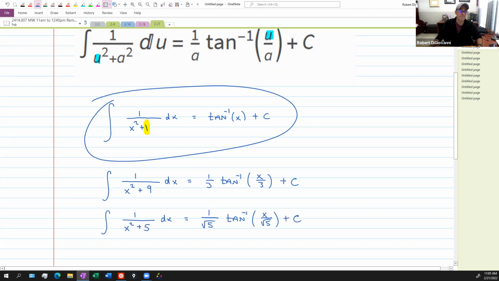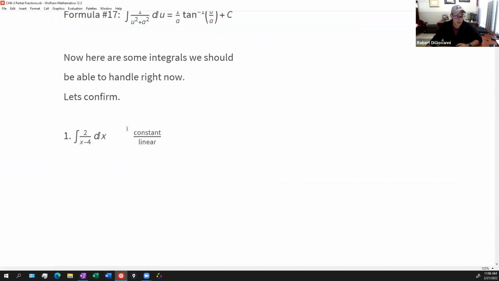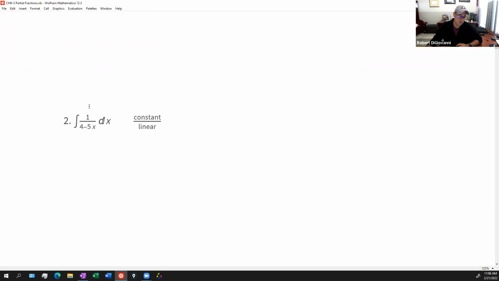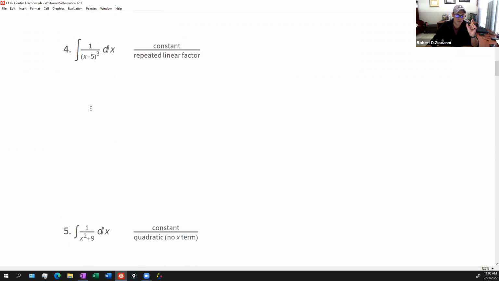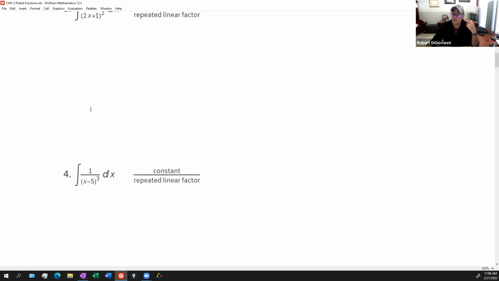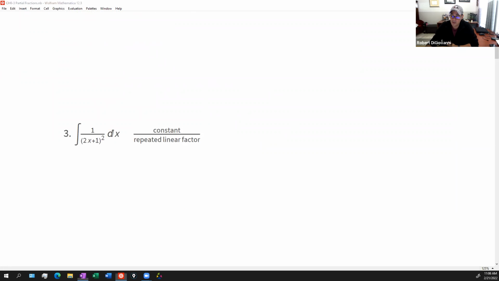All right, so that's how we handle anytime we see our variable squared plus a number. Now, if it's a minus, it's a different story, all right? But if it's a plus between them, then we can use this formula. That's the first thing that we need. Then we have 8 different integrals I'm about to do with you. There are 8 different integrals that all have certain aspects to them that we need to be able to recognize and then know how to handle. We're going to start with easy ones and get harder.